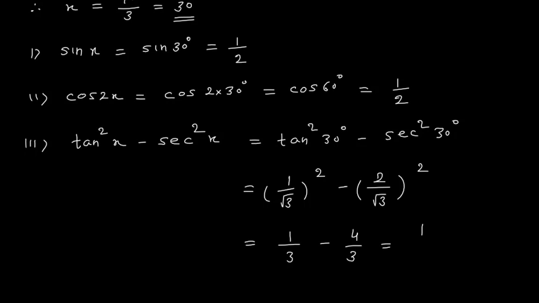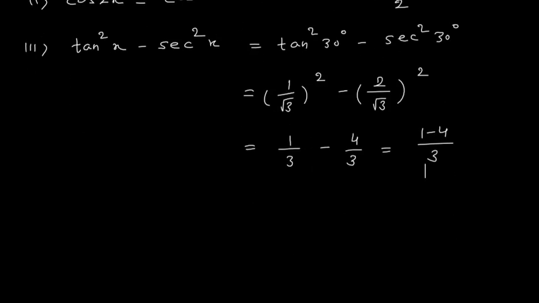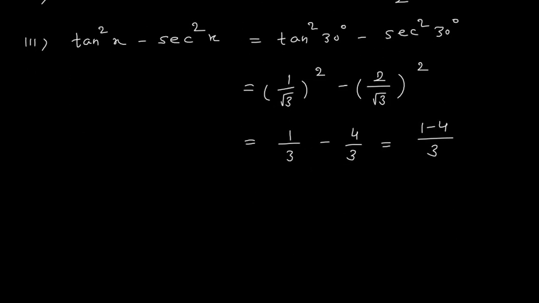So this is 1 minus 4 whole divided by 3. 1 minus 4 is minus 3. So ultimately I will get minus 3 upon 3. So minus 3 upon 3 is what? Minus 1. So this is the value of tan square x minus sec square x.